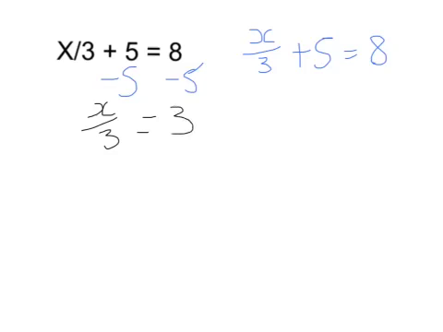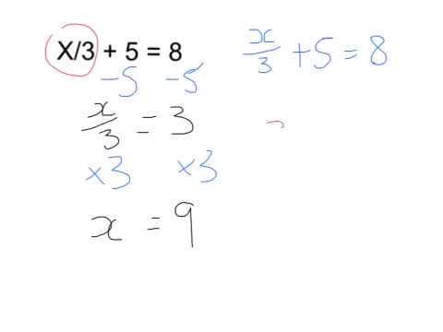Now, to get rid of this 3 here, that's a divide by 3, and the inverse of divide is multiplication. So to get rid of divide by 3, I need to multiply both sides by 3. X divided by 3 times 3 gives me my x. 3 times 3 is 9. Let's check it. Well, if x is 9, 9 divided by 3 is 3. Add my 5 equals 8, which I've got here. So again, I know that's correct.